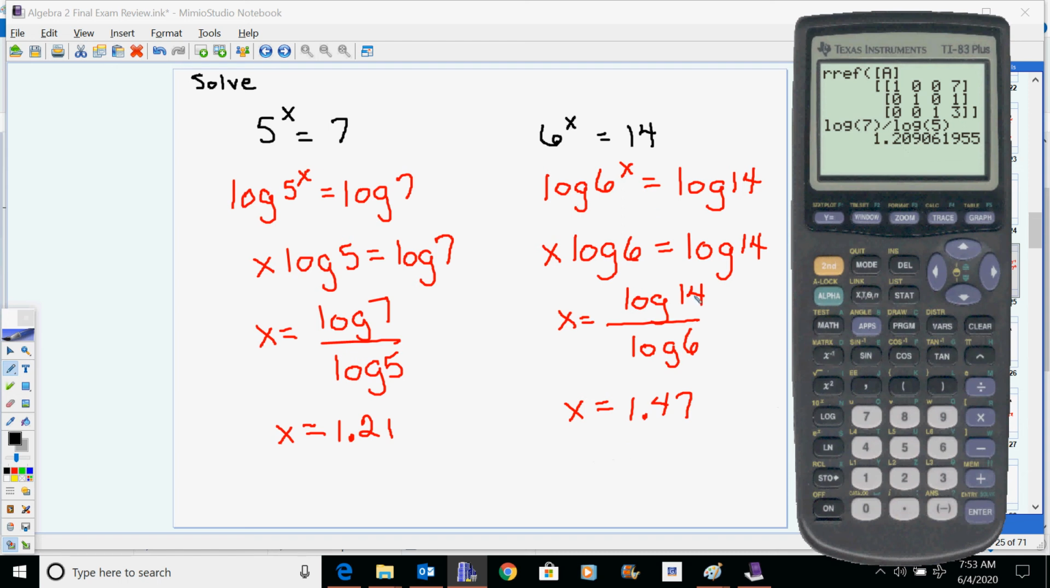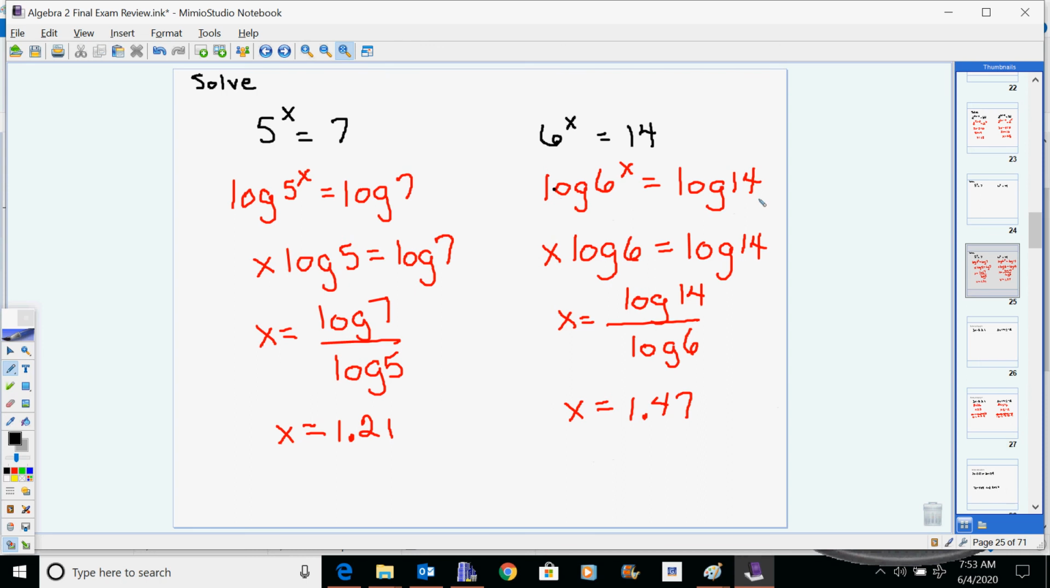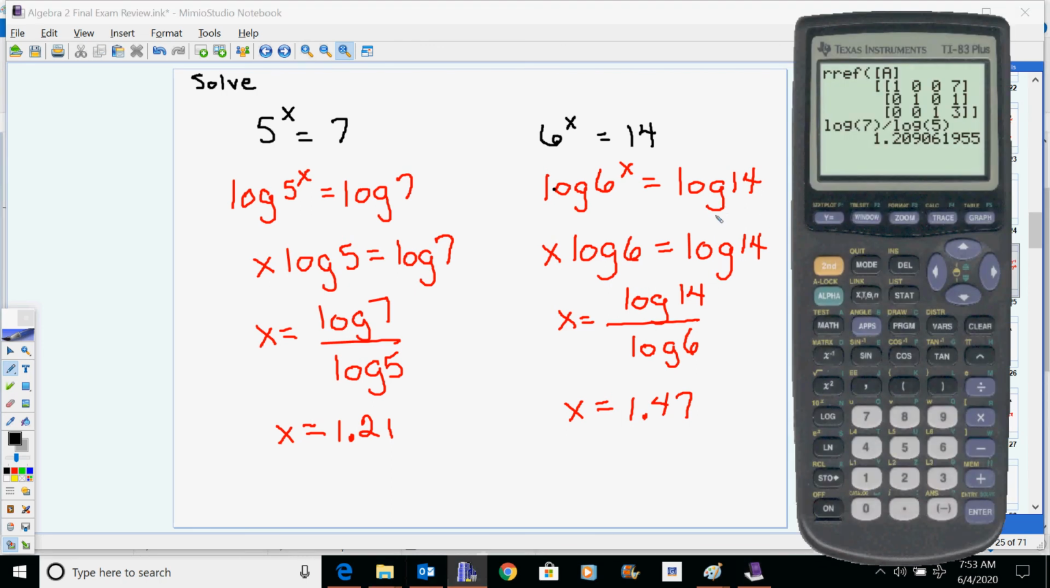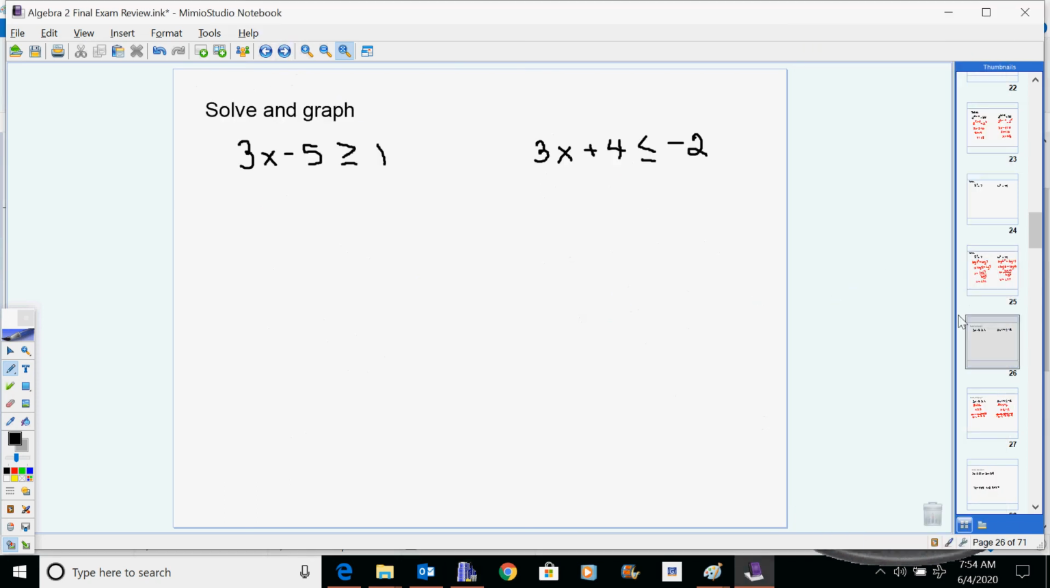Okay, this problem is similar, exact same process. Log of both sides, and then divide by log of 6 after you've brought the x down around front, and you get your answer very nicely and cleanly.